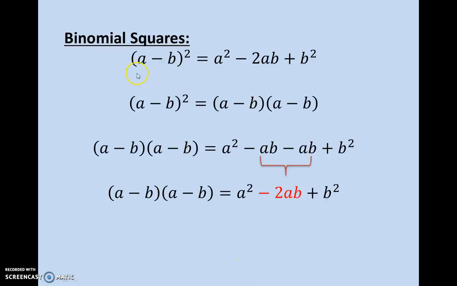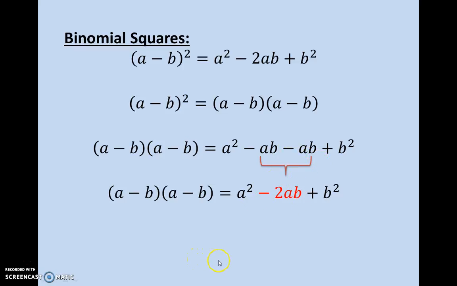So let's take a look at how this works out when it's a minus b, the binomial a minus b squared. We get this pattern of a squared minus 2ab plus b squared. And the reason we get a minus 2ab is when we multiply a times this b, we'll get a negative ab. This negative b times this a will give us another negative ab. So the like terms will give us a negative 2ab.